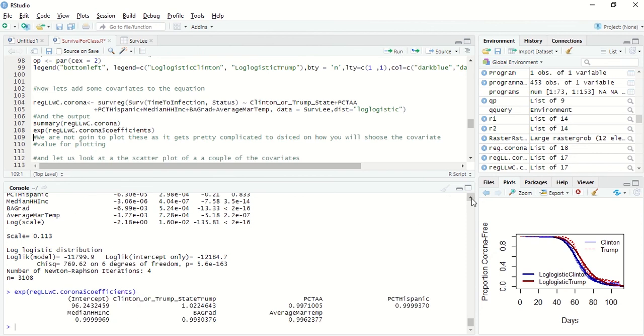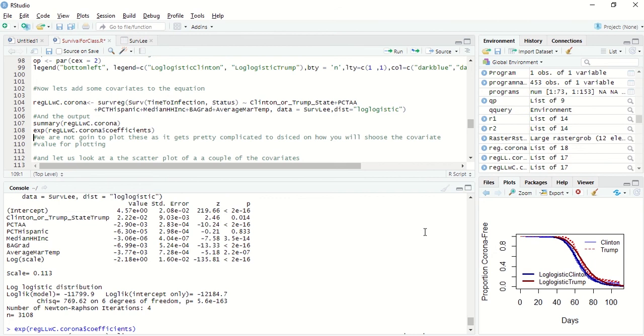Everything was very significant in this except percent Hispanic, and that's probably the one that has received a lot of attention lately due to the meatpacking plants and that sort of thing. But again, the data don't bear it out just in terms of how long it took for this to happen. Remember, this isn't the number of cases. This is only the time until you actually had an infected case.